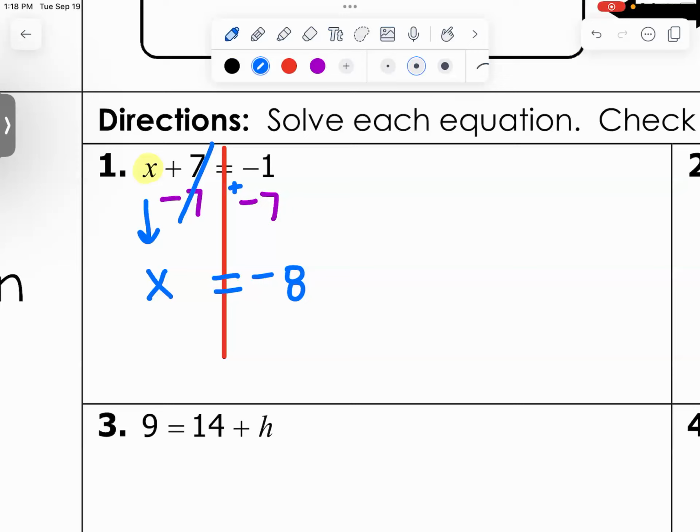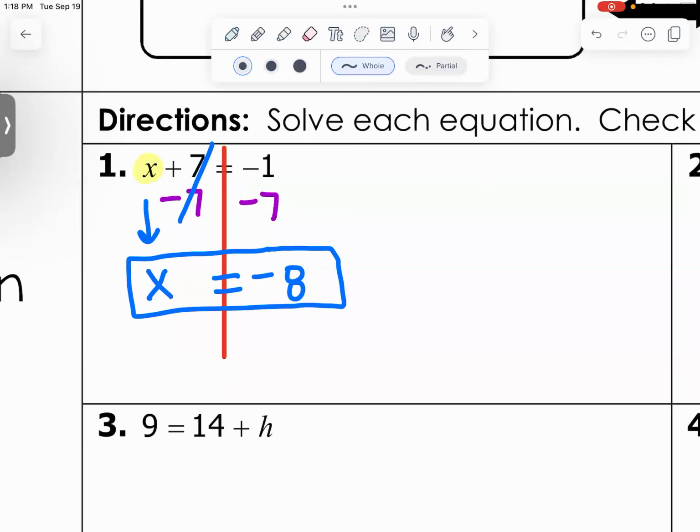Same thing. -7 is like adding -7. That's right. Now, you know what we can do?